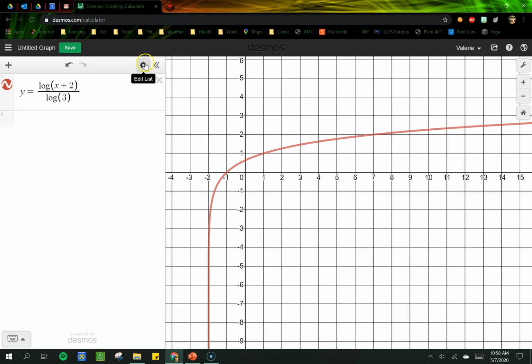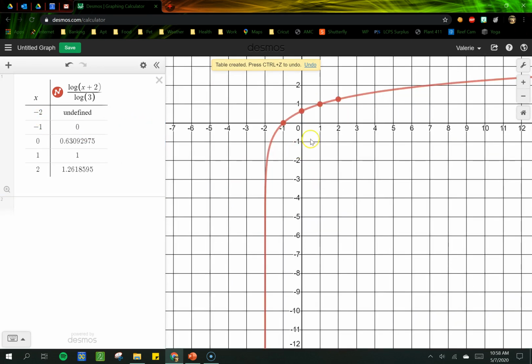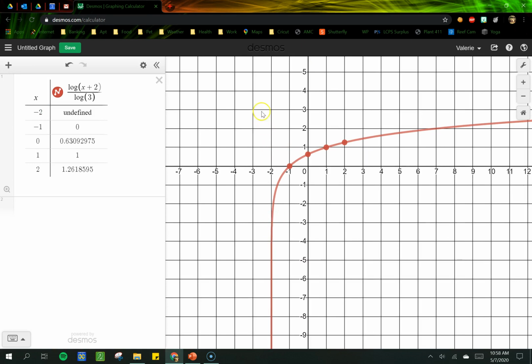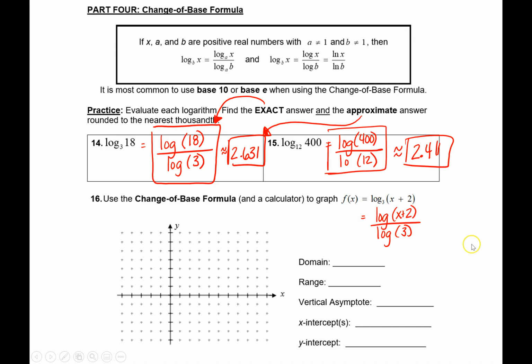I'm going to do what I did last time. I'm going to hit the wheel and then the table so that I can get some ordered pairs. We have that it's undefined at -2, which makes sense because that is where our asymptote is going to be. Remember, logarithms always have vertical asymptotes. And then I've got a couple of nice ordered pairs, -1, 0 and 1, 1 that I can graph. So let's go ahead over and get our nice but rough sketch over here using that.